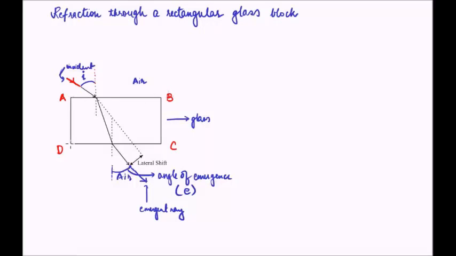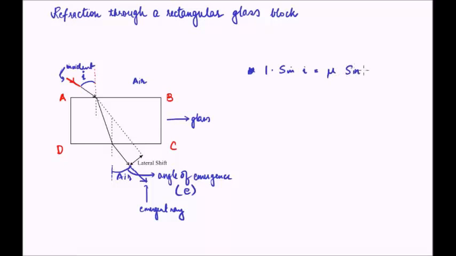Why so? You can think of it as an extension of the principle of reversibility of light, but I will show the mathematical reasoning behind the two lines being parallel. Let's do this. This AB surface and CD surface are parallel, right? So this angle and this angle will be equal. Since this is normal, this is the angle of refraction r, this is also angle of refraction r, okay, and this is the angle of incidence i.